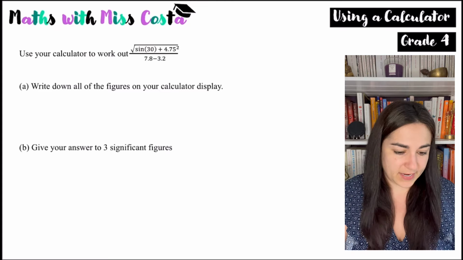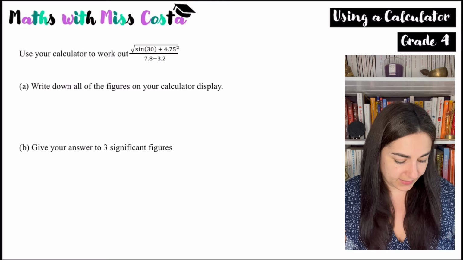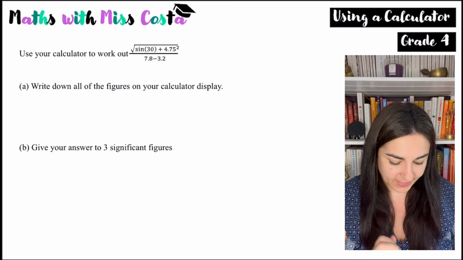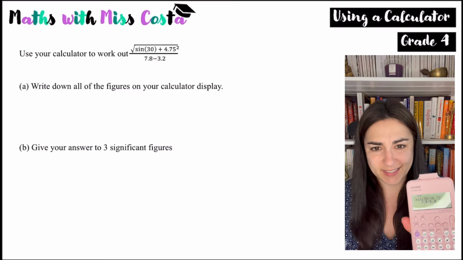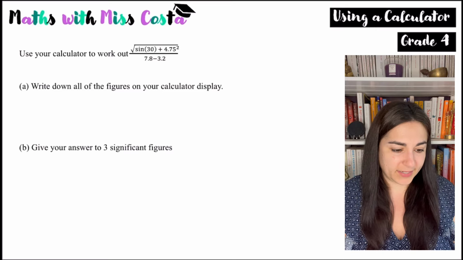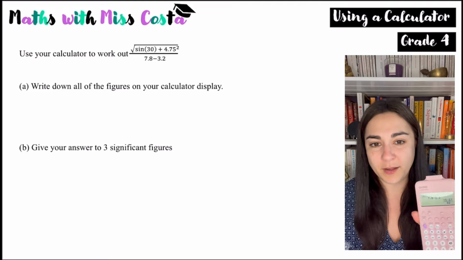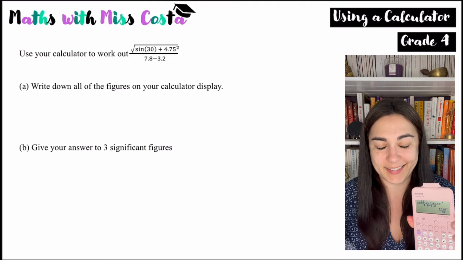And then you take 7.8, take 3.2. Okay, so you type all of that into your calculator, press equals, and it might come up with something like this. So that's like in its third form.